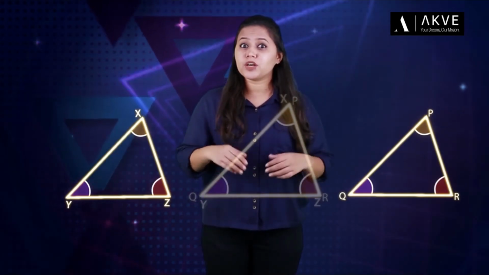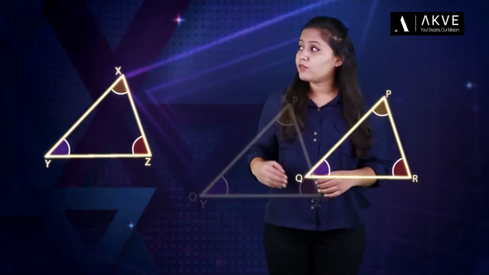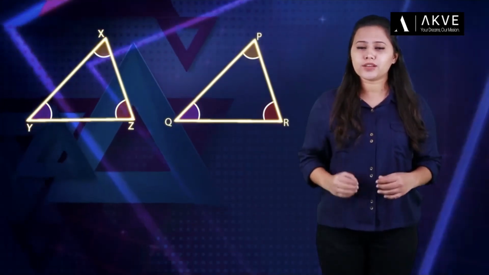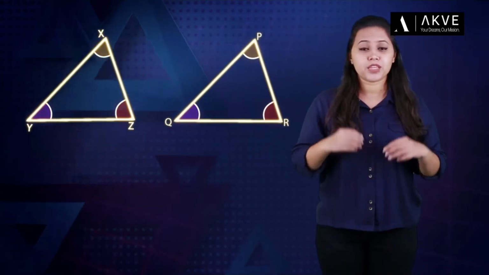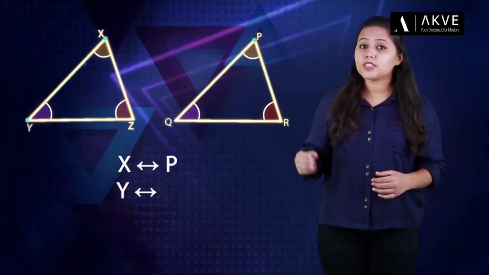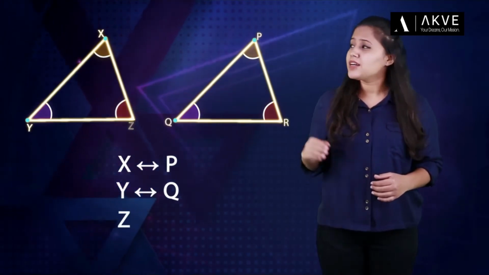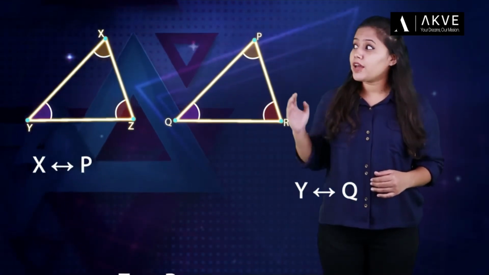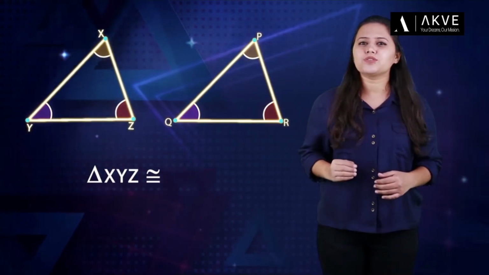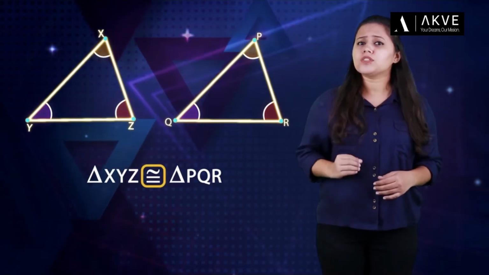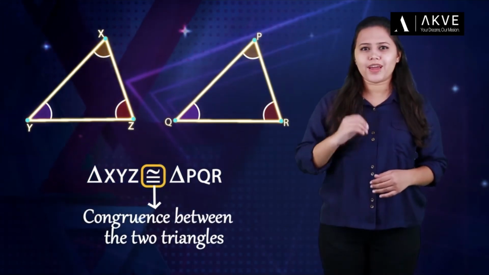We can also observe that each vertex of triangle XYZ corresponds to only one vertex of triangle PQR. That is, X corresponds to P, Y corresponds to Q and Z corresponds to R. So now we know that triangle XYZ is congruent to triangle PQR. This symbol here shows the congruence between these 2 triangles.